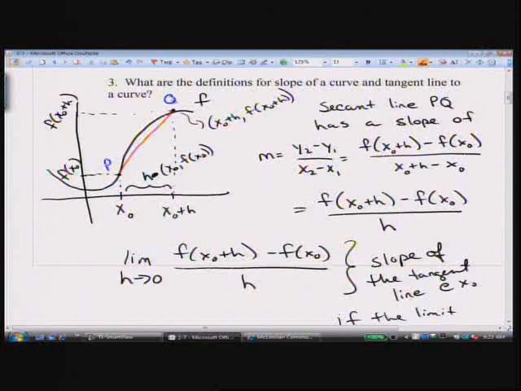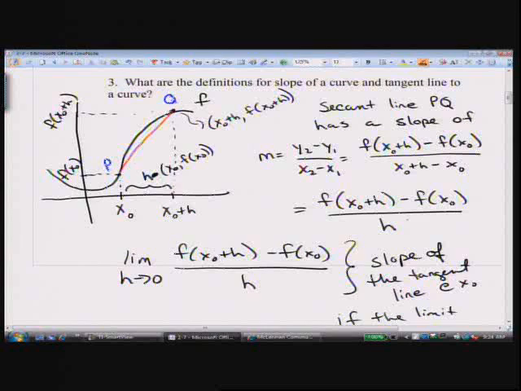If we think of P and Q as what we call the secant line, we can find its slope as just the change in y over the change in x. So y for point Q is f of x naught plus h, minus y for point P, which is f of x naught, all over the difference in the x's, which turns out to be h. They are h apart. This is the difference quotient, which you should have seen in your pre-calculus or college algebra class: f of x naught plus h minus f of x naught, all over h.